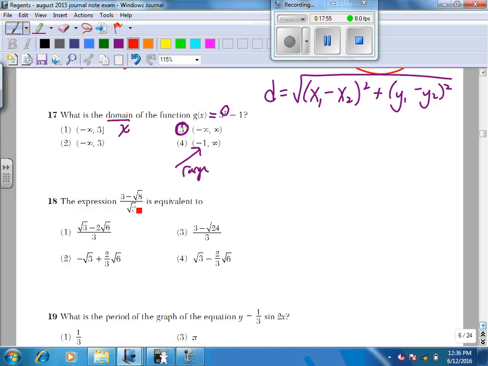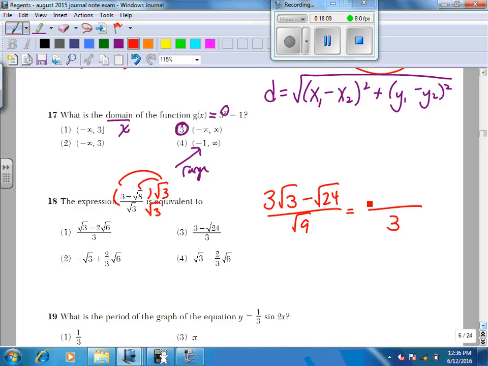18, we need to rationalize. So we need to multiply numerator and denominator by square root of 3. 3 square root of 3 minus square root of 24 over square root of 9, which is just 3. Square root of 24 we can rewrite. 4 goes into it, and square root of 4 is 2. 4 times 6, so we can't simplify that. That's it: 3 square root of 3 minus 2 square root of 6 over 3.